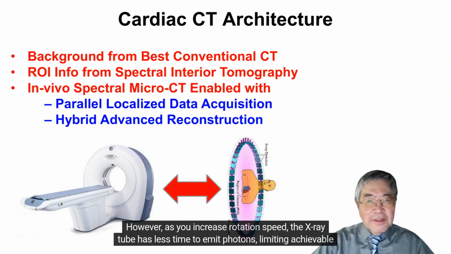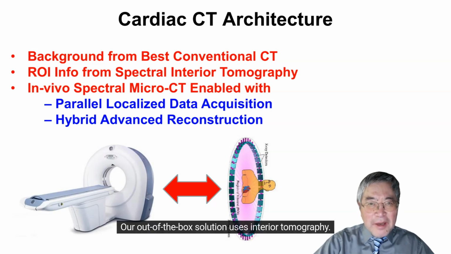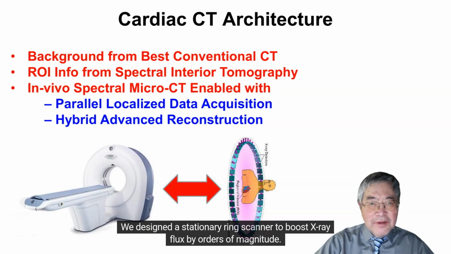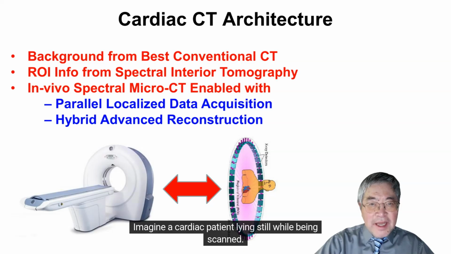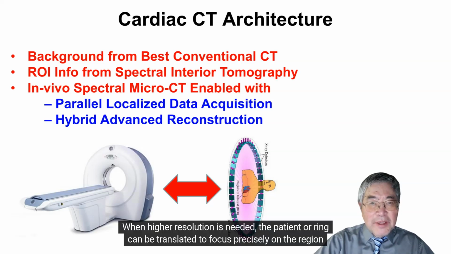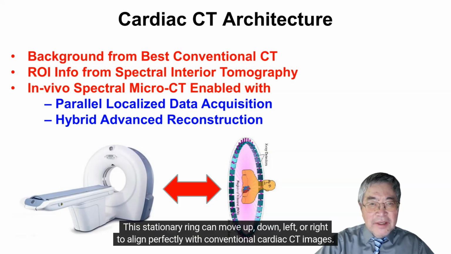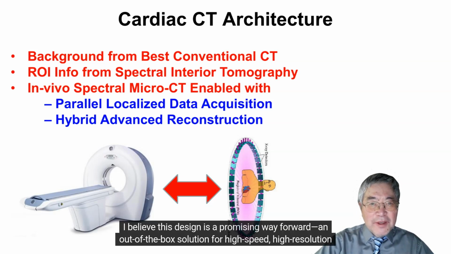Improving cardiac CT resolution requires higher imaging speed to freeze the heart's rapid motion on this fine scale. However, as you increase rotation speed, the X-ray tube has less time to emit photons, limiting achievable image quality. Our out-of-the-box solution uses interior tomography. We designed a stationary ring scanner to boost X-ray flux by orders of magnitude. Imagine a cardiac patient lying still while being scanned. You get immediate images. When higher resolution is needed, the patient or ring can be translated to focus precisely on the region of interest. This stationary ring can move up, down, left, or right to align perfectly with conventional cardiac CT images. I believe this design is a promising way forward, an out-of-the-box solution for high-speed, high-resolution cardiac imaging.